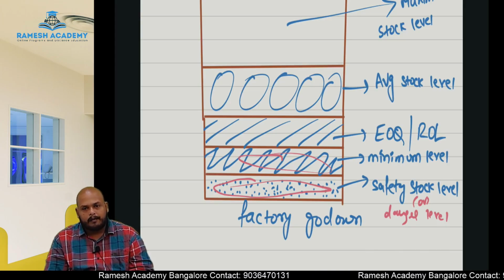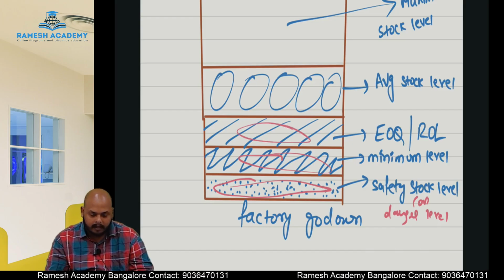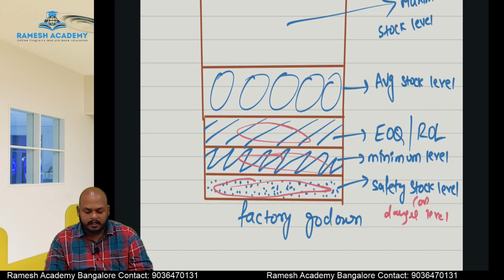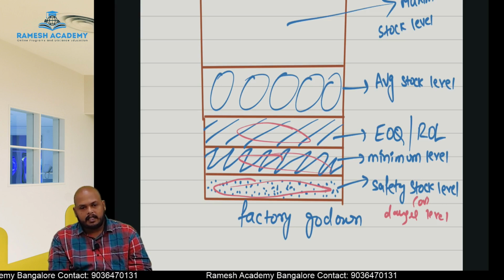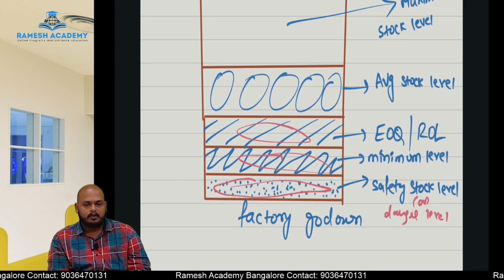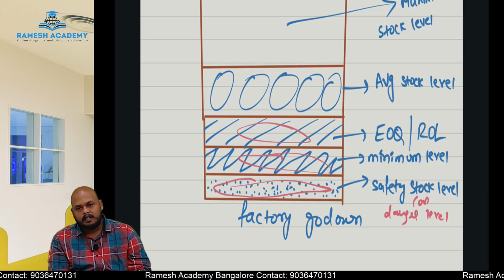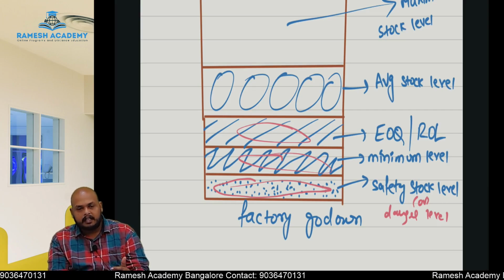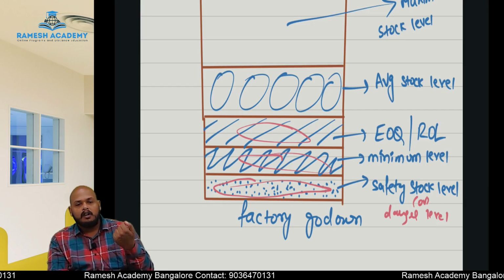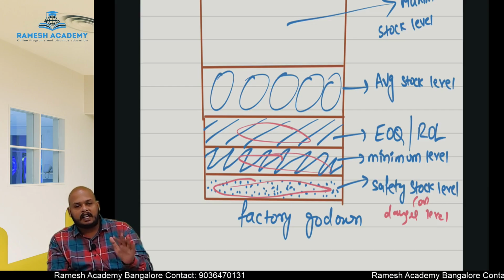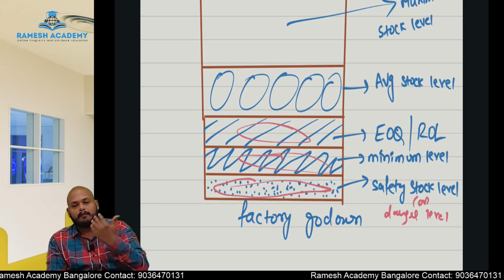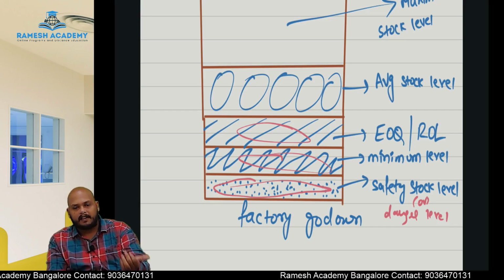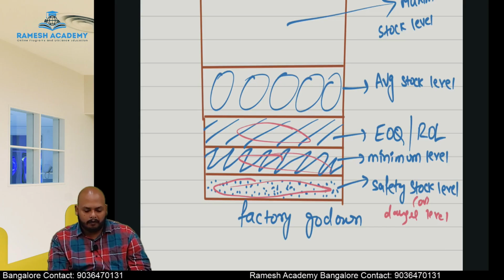Next, above the minimum level, there is another level that we call the EOQ, economic order quantity level, or otherwise the reorder level. What do you mean by reorder level? It is the level at which a fresh stock order should be initiated. Once we issue the raw material at this level, immediately after issue we have to place a fresh order. Reorder means we have to repeat the order, placing the fresh order immediately after the issue of raw materials.